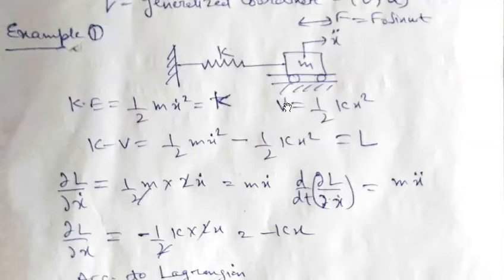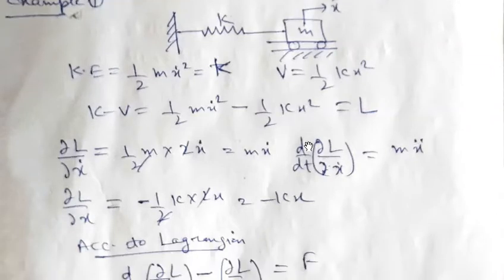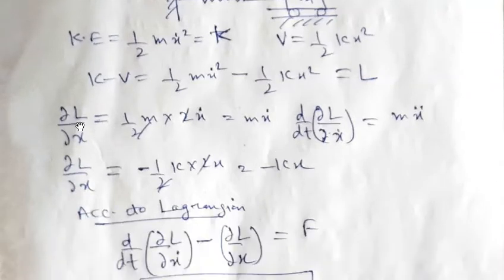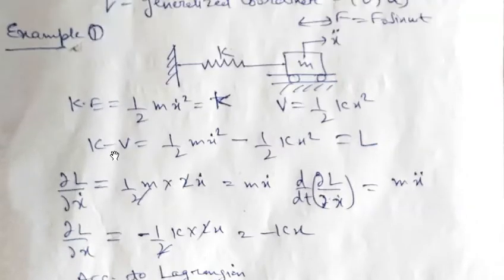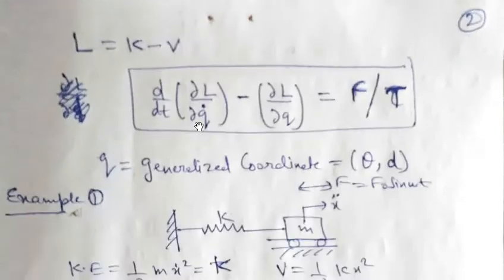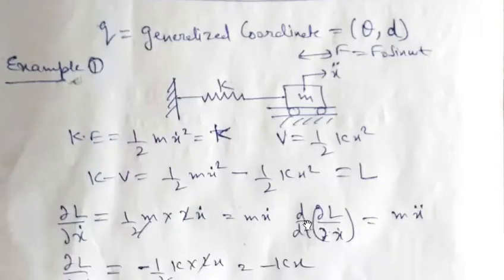Once I know k and once I know V, the Lagrangian will be equal to k minus V, so you will get this expression, the Lagrangian. Now what I want to calculate is this component and this. Once I know L, it is very simple to get the equation of motion. Now how to determine this L? L is nothing but k minus V.